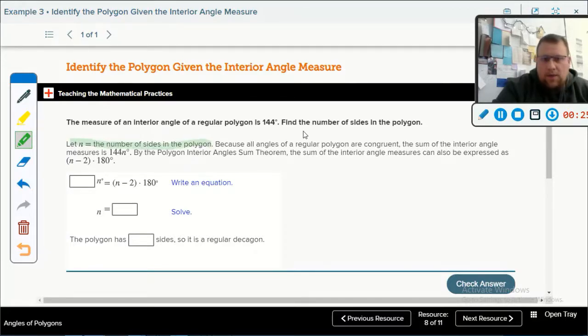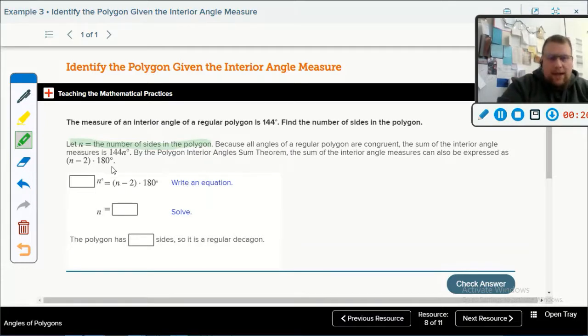Because all of the angles of a regular polygon are congruent, the sum of the interior angle measure is 144 times n, right? Just like the last one, we took the 120 and multiplied it times 6 to get 720 because each of the 6 angles was the same. We're going to multiply this times whatever the number of the sides is. Here's what else I know. We know by the interior angle sum theorem that n minus 2 times 180 is also equal to the sum of the interior angles.